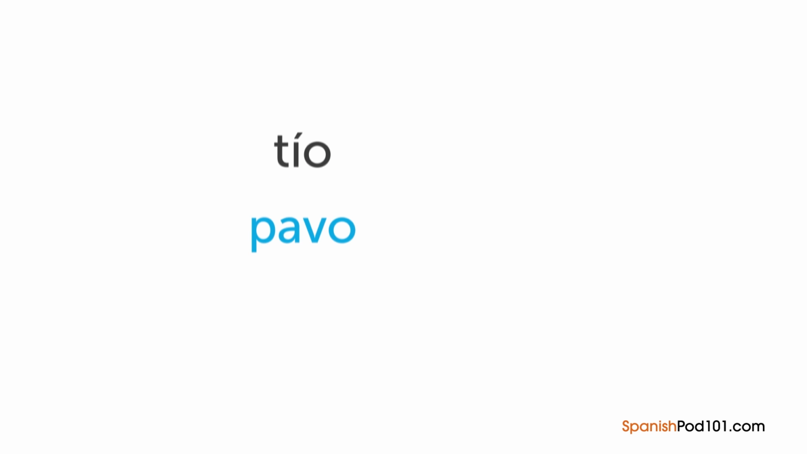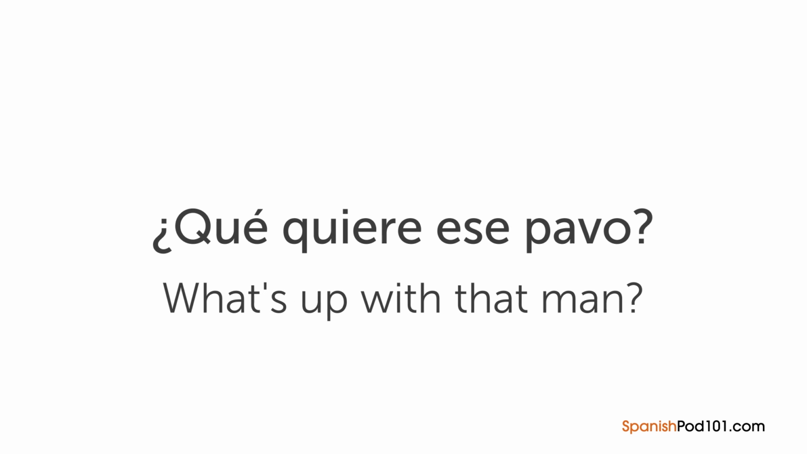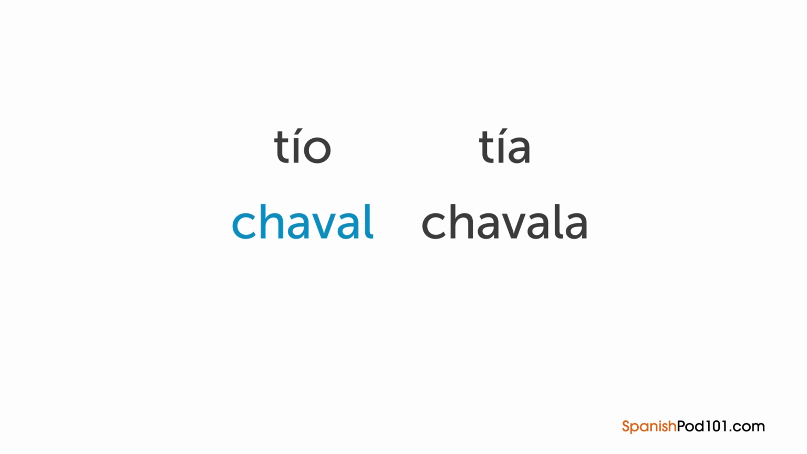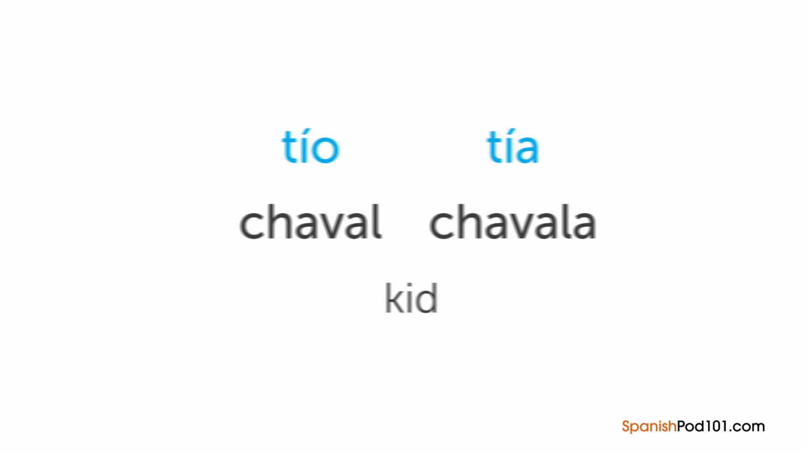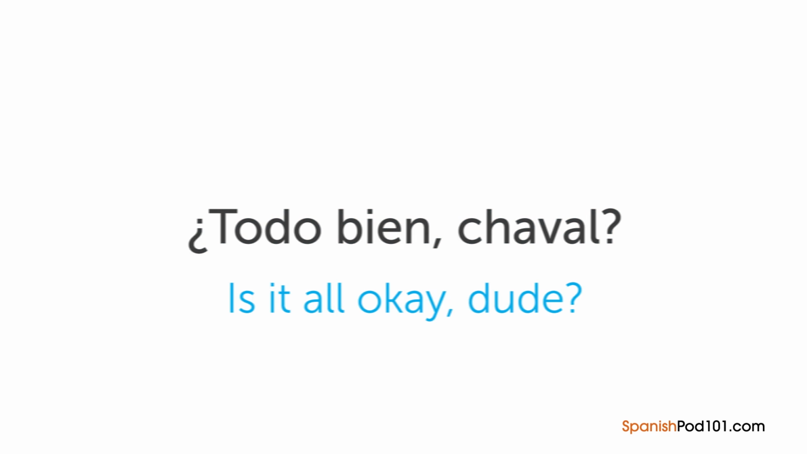There are also some other words in Spanish that can be used like tío and tía. For example, pavo and pava. These words literally mean turkey, but you can replace tío with pavo in a sentence like this. ¿Qué quiere ese pavo? What's up with that man? Two other words would be chaval and chavala. These words usually mean kid, but many times they can be used as tío and tía. For example, ¿todo bien, chaval? Is it all okay, dude?